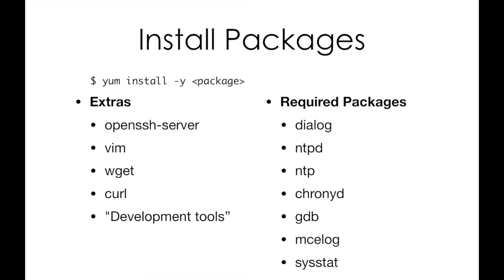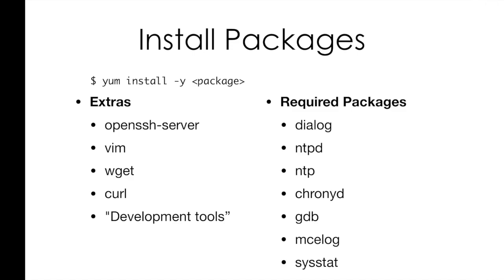So in this slide I'm going to talk about the packages we'll need. On the left we have some extras that I like to have, and on the right under required packages, these are the packages that are needed for the installation of Vertica to be successful. In order to do this on CentOS, you do yum install -y and then the package name. For development tools, which is optional, you'll need to do yum group install.